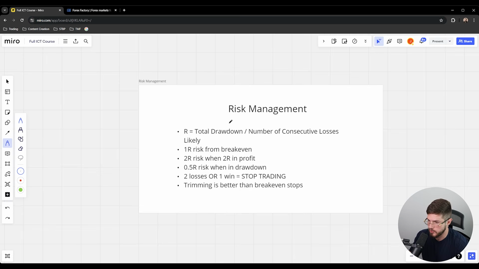Now let's talk about risk management. So R equals the total drawdown divided by the number of consecutive losses. In order to really understand how to determine what an R is for you, I see so many rookie traders say just risk a static amount, just risk 1%. And I think that's really stupid, to be honest, because some people might be able to risk more, or they might be able to risk less. For example, if you're a high risk to reward trader, you probably should risk less because your win rate's probably lower. So the number of consecutive losses is probably higher.